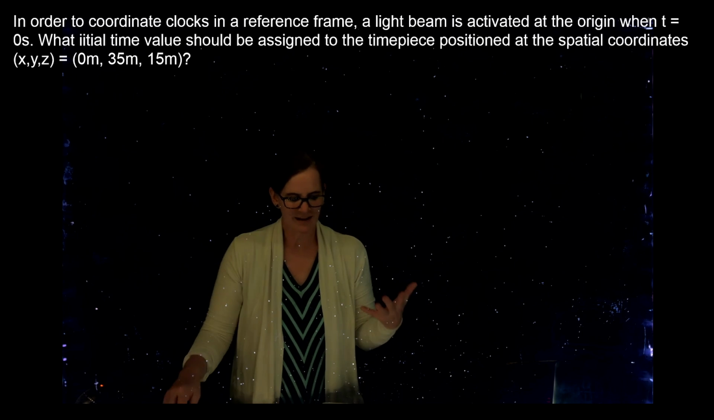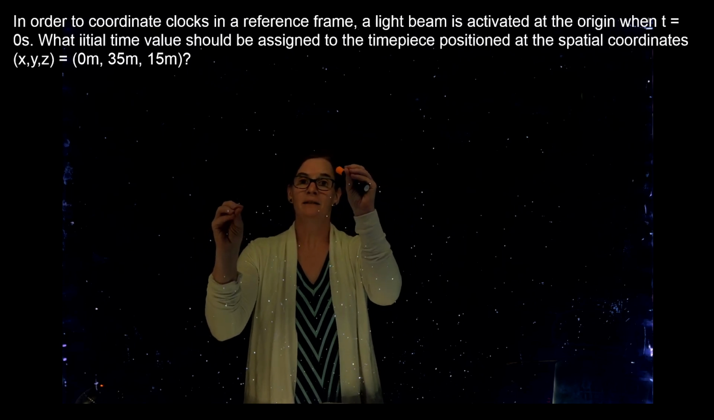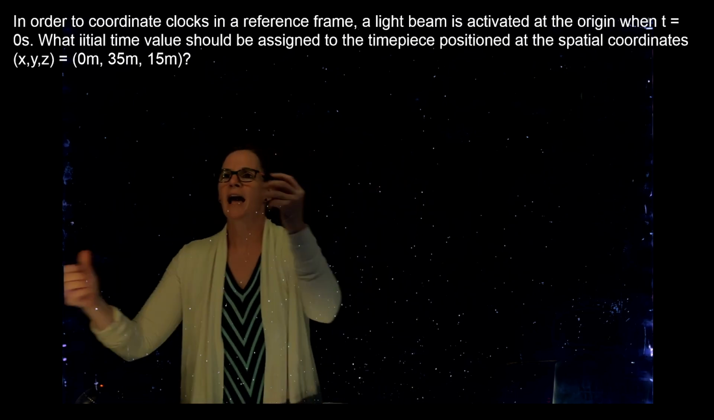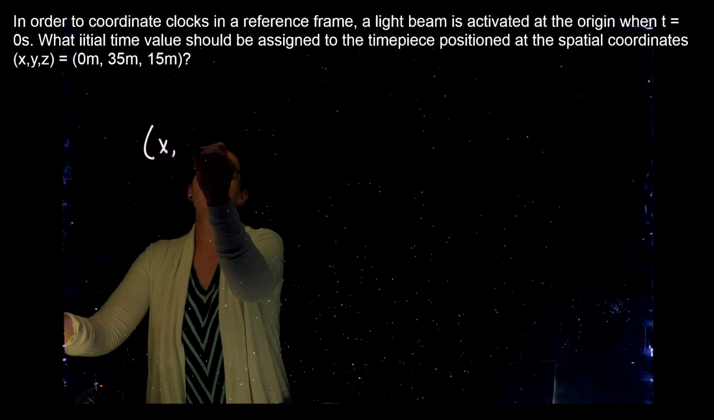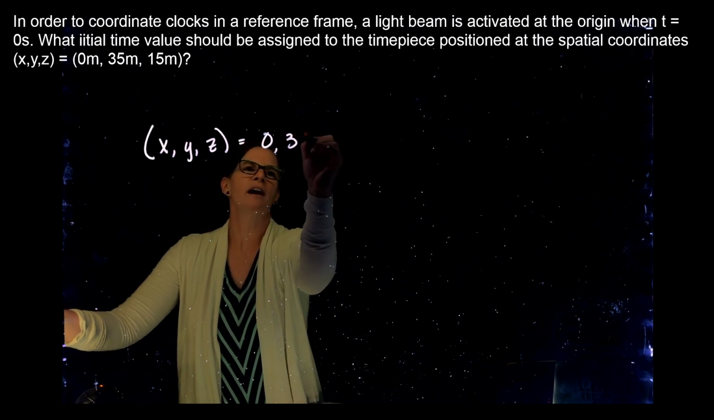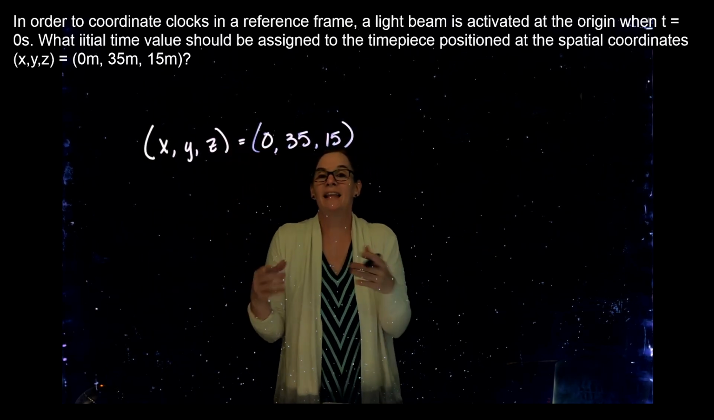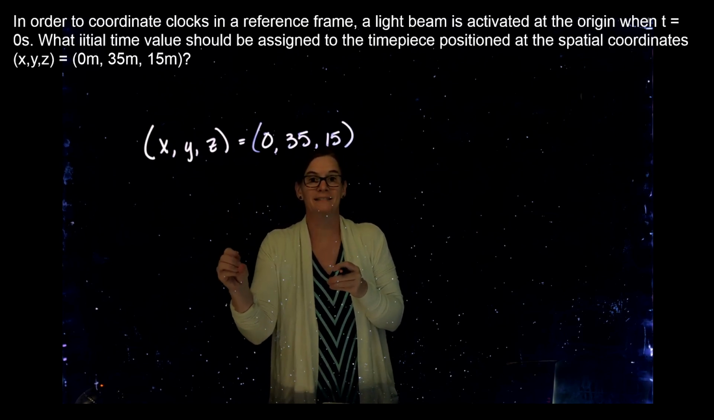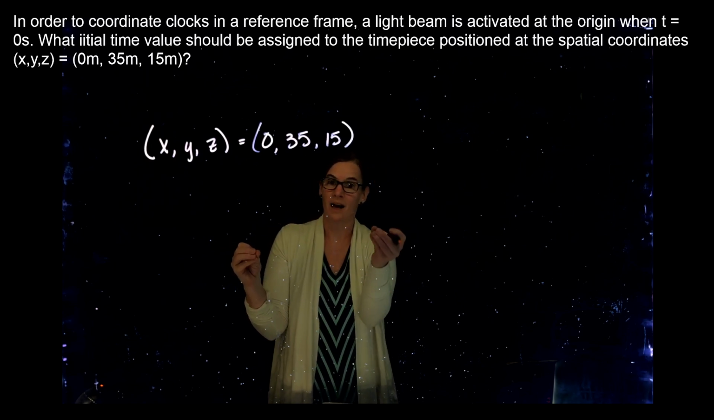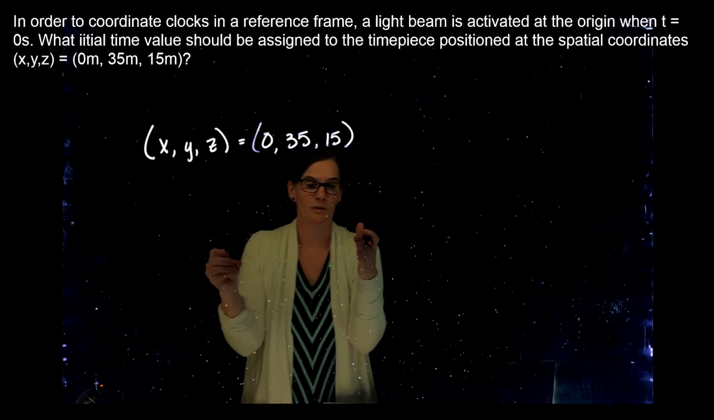Okay, so how do we think about that? I want to make sure that the clocks are synchronized. We're at a position, our XYZ position, of 0, 35, 15, and that's a certain distance away from the origin. The light flashes at the origin, and it's going to take a little bit of time for that light to get to the clock. So how do we assign that timepiece? What is that time difference between the origin and the clock?